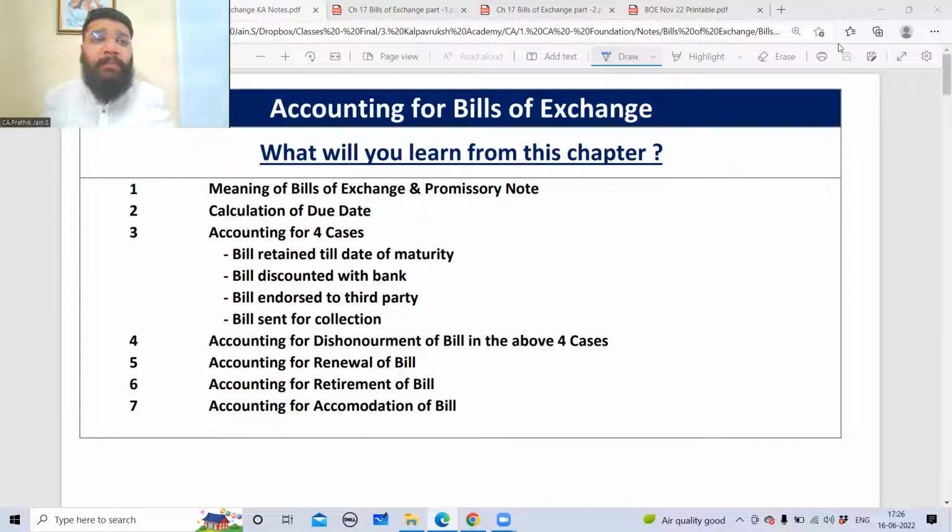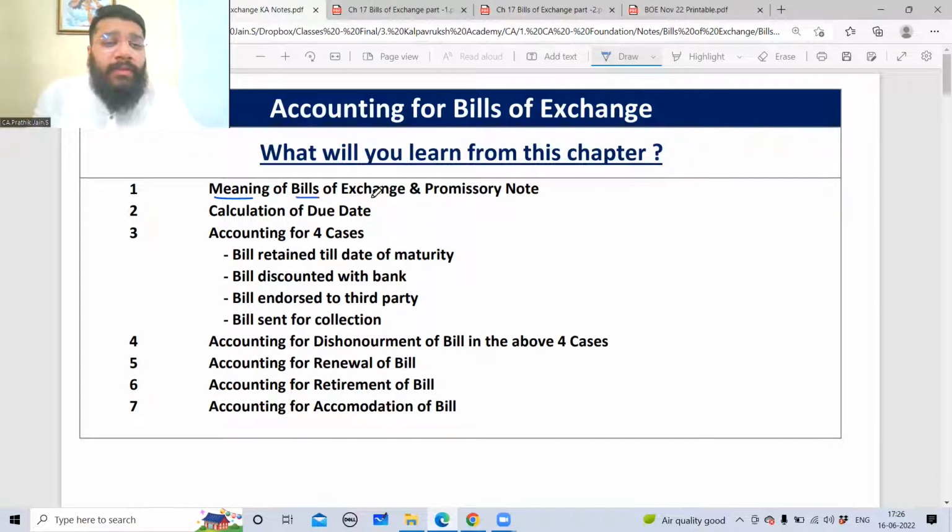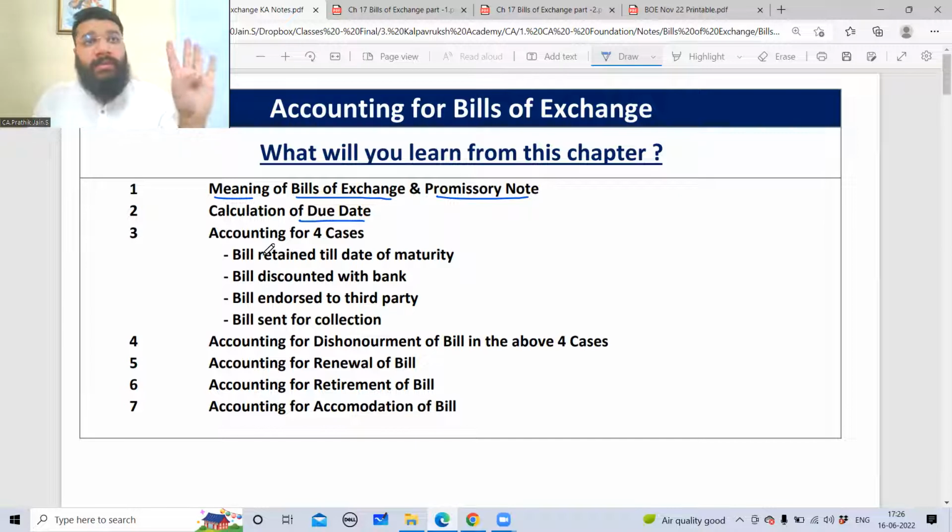So, guys, we started with a brand new topic in the last class, which is accounting for bills of exchange. We learned the meaning of bills of exchange and the promissory note. Also, we tried to understand how we calculate the due date for bills of exchange and the promissory note. And we understood how we do the accounting entries for 4 cases, which is how we do accounting if a bill is retained by the seller till the date of maturity.